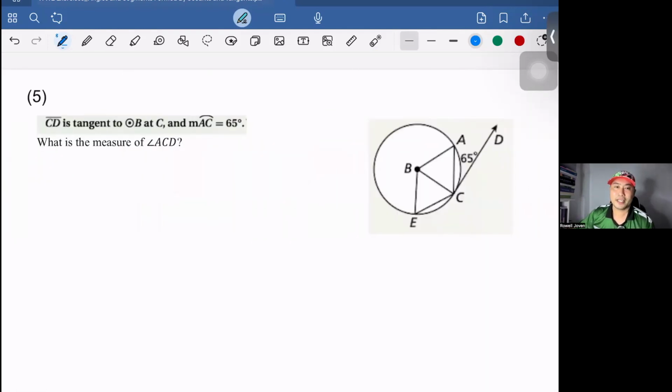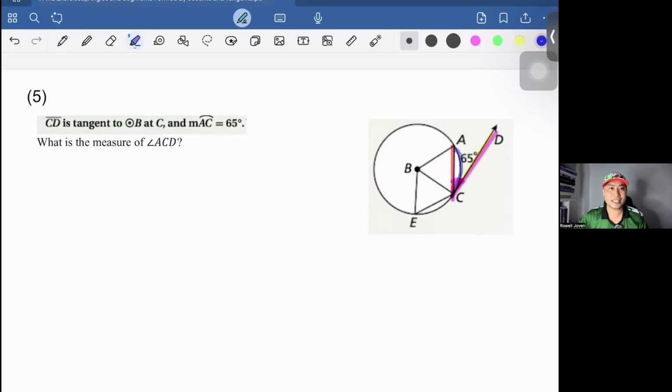Problem number 5. So in problem number 5, you have the same figure as problem number 4. But this time, you are going to get the measure of angle ACD. Take note that CD is a tangent segment, and we have a chord intersecting the tangent segment. So what do you think is the measure of the angle formed here given that the measure of arc AC is 65 degrees? You may now begin. 1 minute.